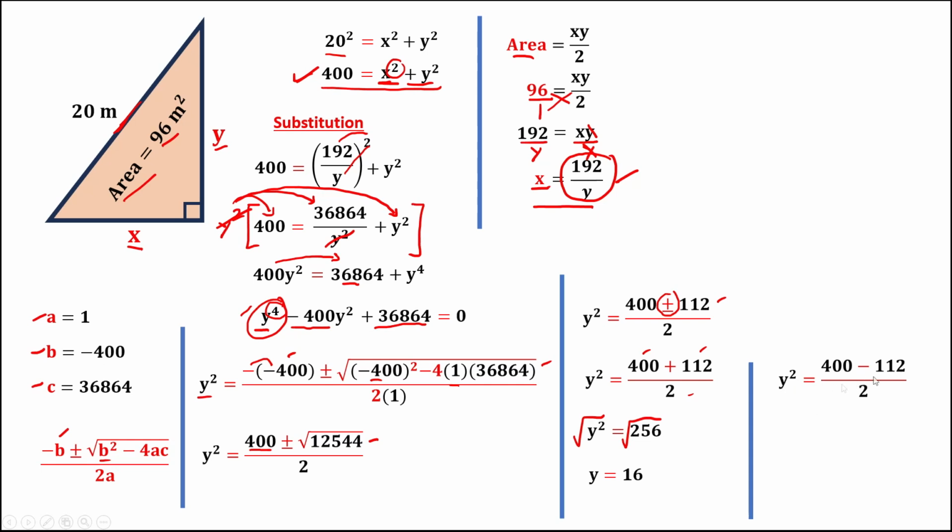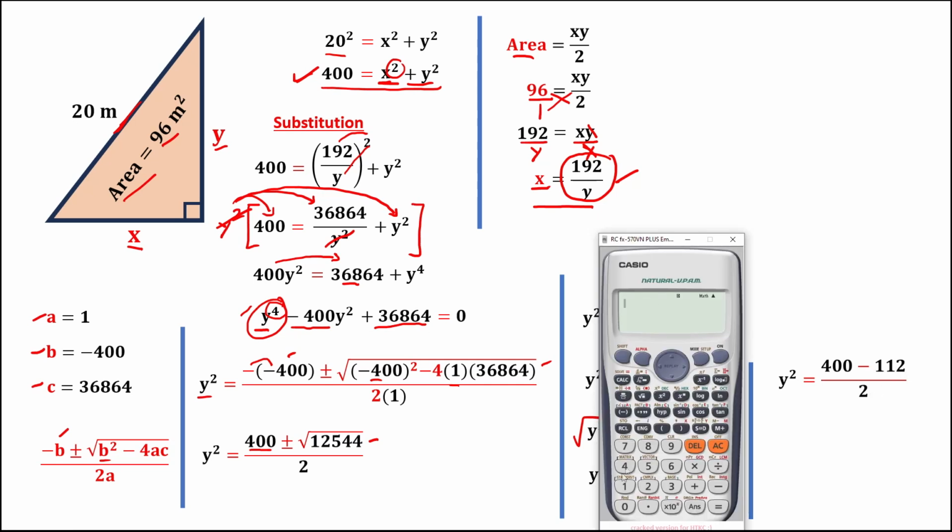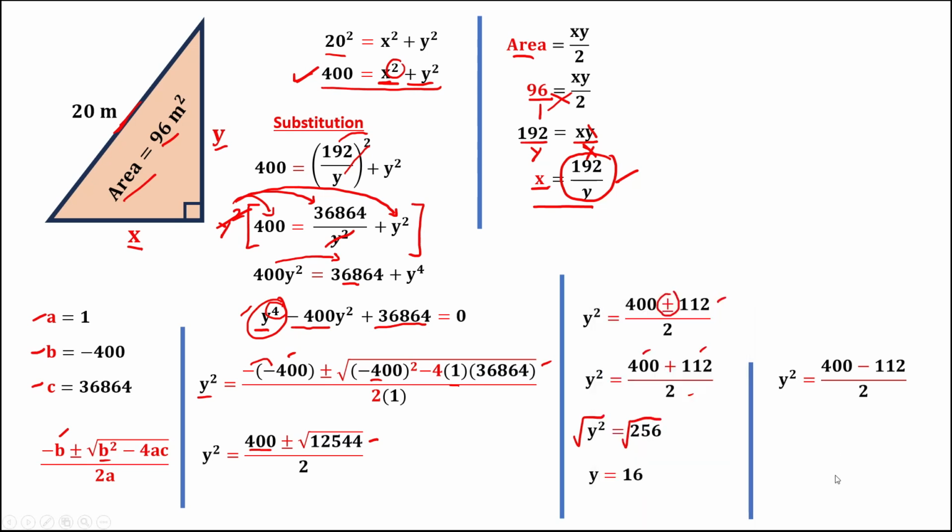Then from the other value, 400 minus 112 equals 288, then divide by 2. That's 144. So y squared equals 144. Then take the square root. So we have y equals 12 because the square root of 144 is 12.